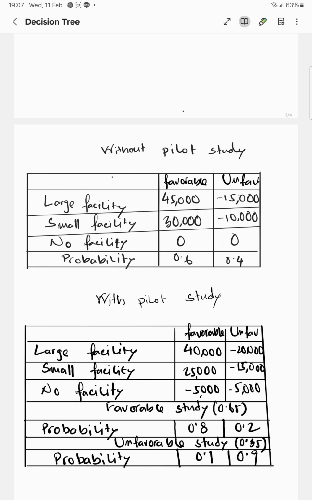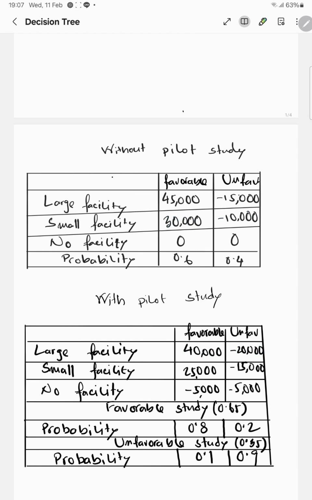If there is no pilot study, then the large facility will be 45,000, and the small facility will be 30,000. If the market is unfavorable, from the large facility she will lose 15,000, and from the small facility she will lose 10,000. And of course she will lose nothing and gain nothing from no facility. The probabilities are 0.6 and 0.4.